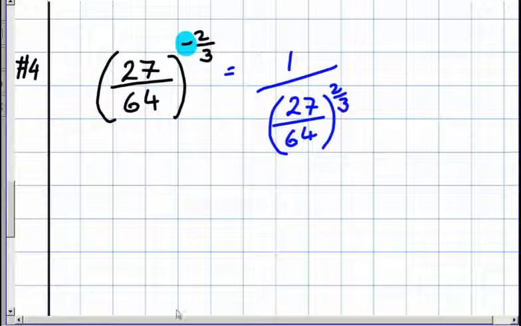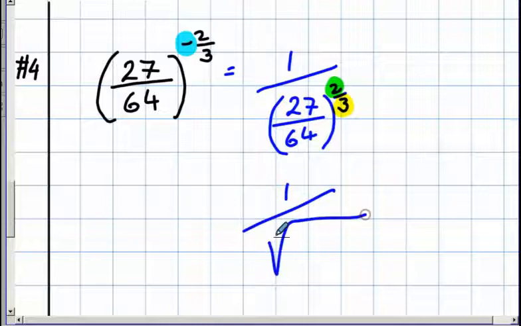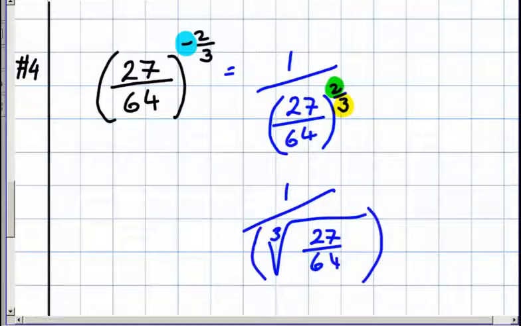Now, just to recap, this number here, the denominator, tells me what root I find, the top number, what I do with it. So, it's 1 over the cube root of 27 over 64, all raised to the power of 2. Just use colours to demonstrate what's happening. There's the root you're finding, and there's what you're doing with that.